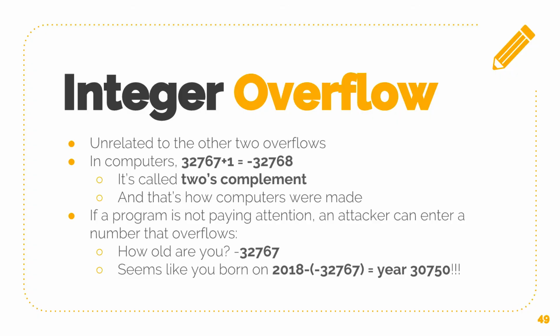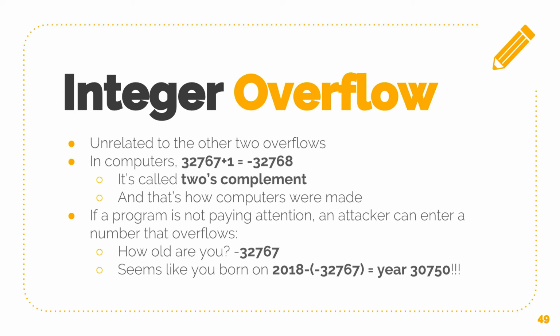The other type is integer overflow. It's completely unrelated to the other two overflows, although it has the name overflow in it. For example, in a computer, because of the way numbers are implemented in hardware, if you add the number 1 to the number 32,767, the result would not be 32,768. But it would be negative 32,768. Why? Because that's how computers work. Computers do not allow infinite numbers.